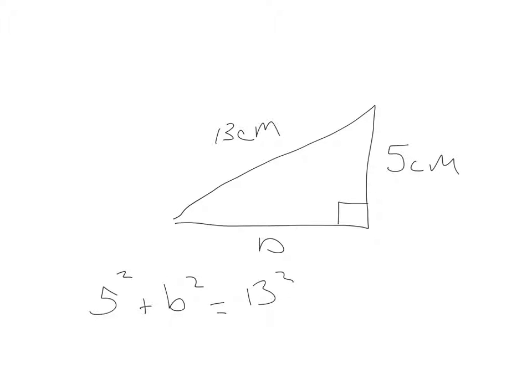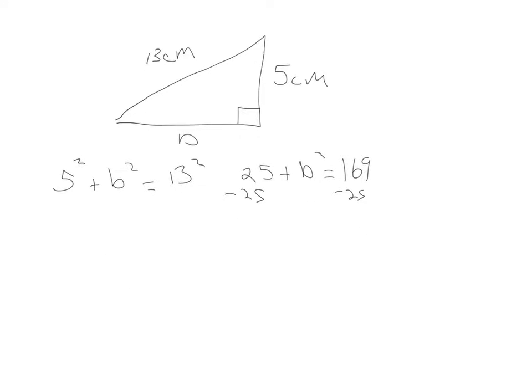And if we do those squareds, that means 25 plus B squared equals 169. Subtract 25 from both sides, and we get that B squared equals 144.